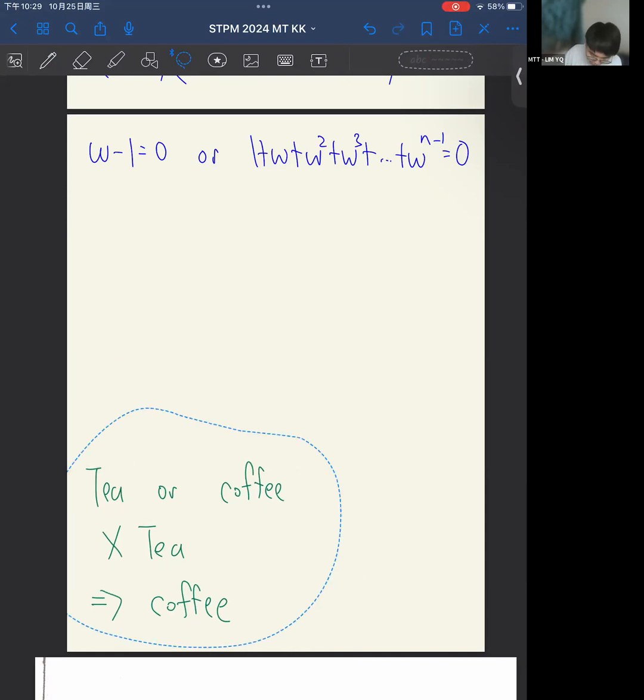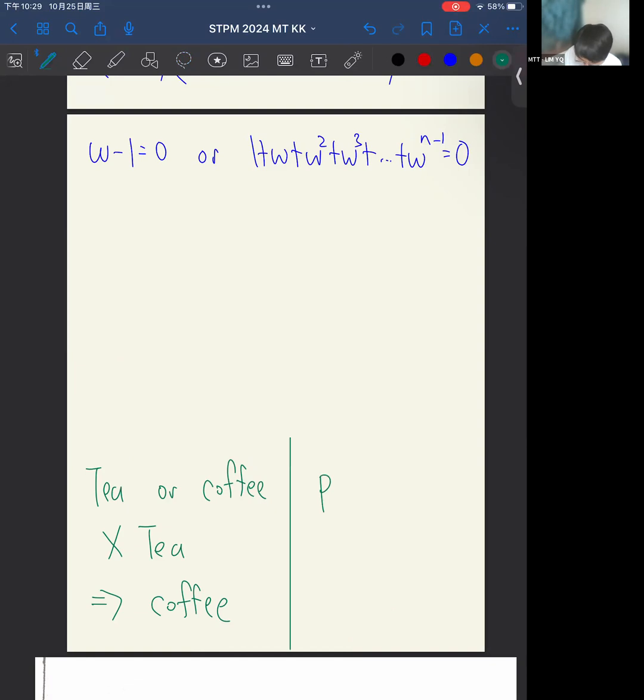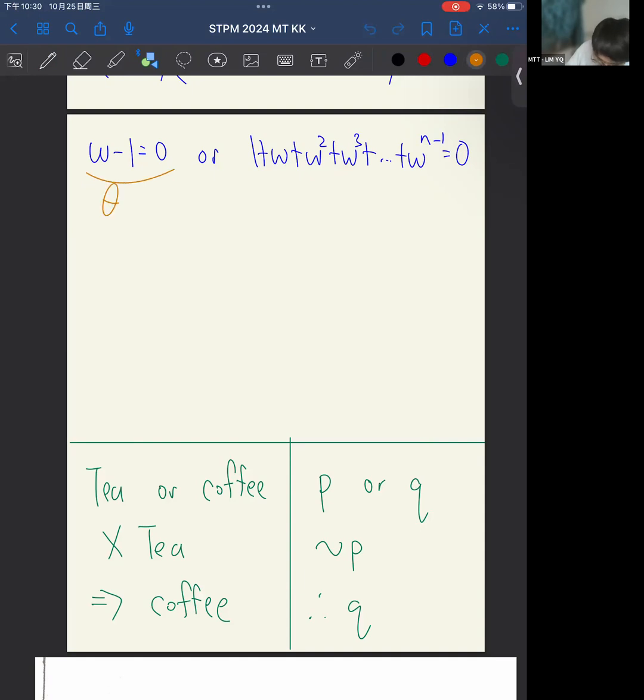You remember in your SPM, P or Q? I think it is better to use this. P or Q, but not P, therefore Q. This is an argument. So I want to show that this is false, so that I can conclude this is true and we are done. Meaning that I want to show W minus 1 equal to 0 is false.